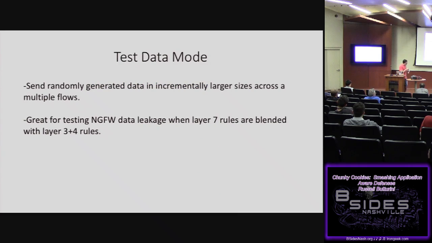The first thing we're getting to is test data mode, and this is really intended for testing that data leakage principle. Say I have a next generation firewall with layer 7 rules and layer 3-4 rules blended together: is my firewall leaking data across a particular type of rule? Basically what this will do is open a connection and send a randomly generated amount of data that you specify, and then on the next connection, increment it a little bit, and on the next connection, increment a little bit more, to figure out where the threshold is and how much data you're bleeding out the firewall.